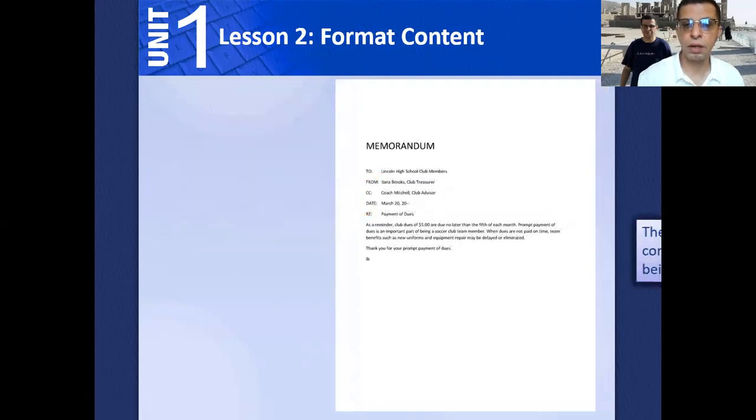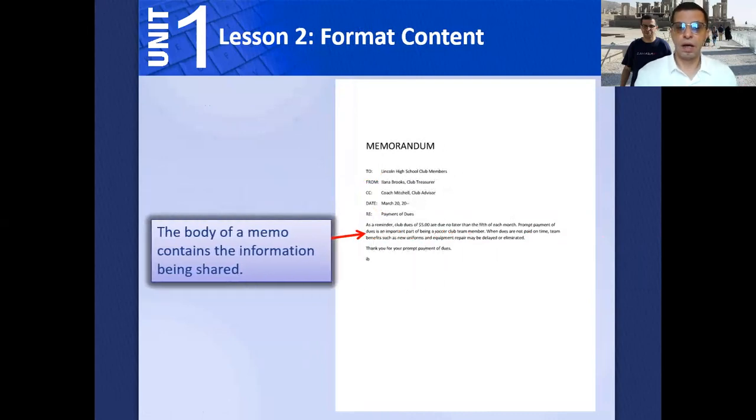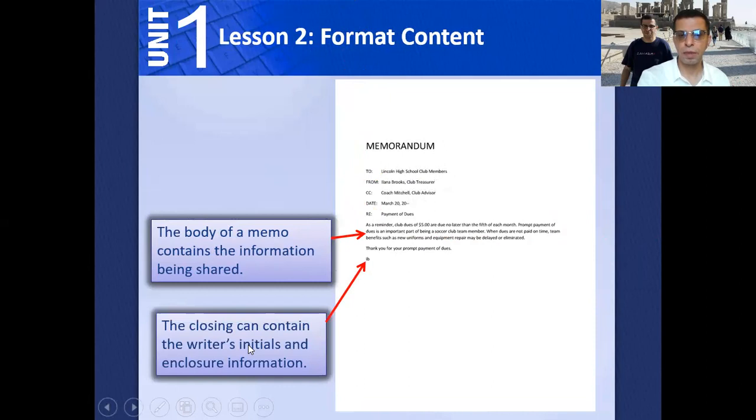Now, the body of a memo contains information. That's where you put your information. And at the end, you put your initials. So the closing can contain the writer's initials and enclosure information, because you might have put it on top, from so-and-so, and you initial it at the end.